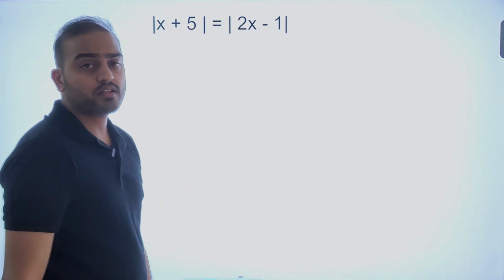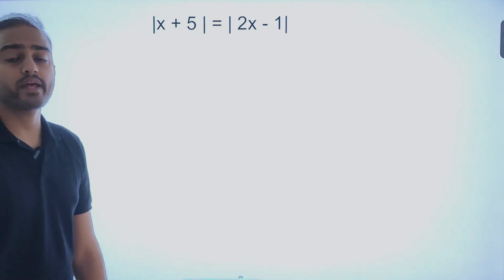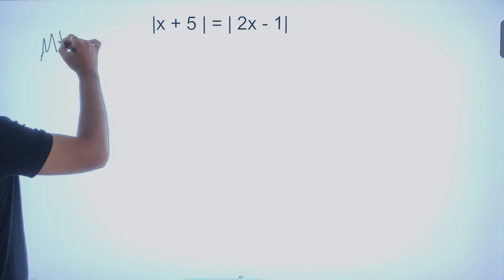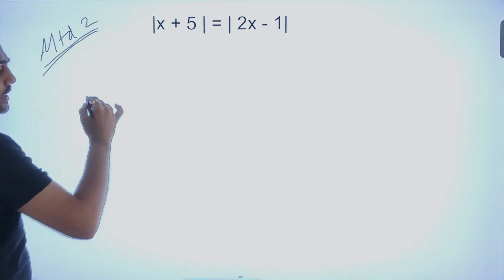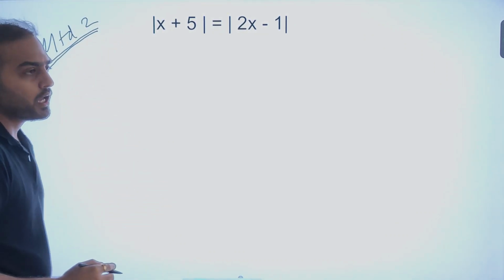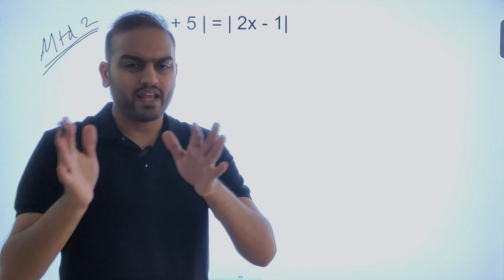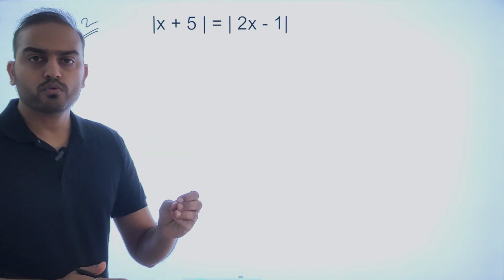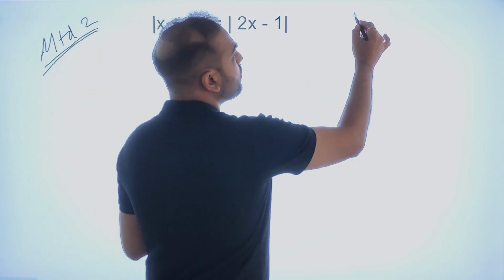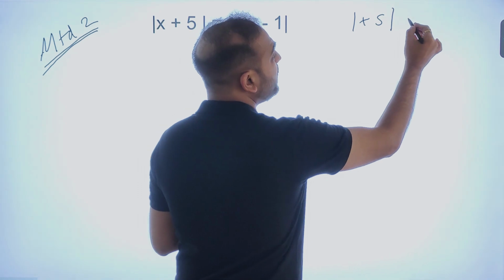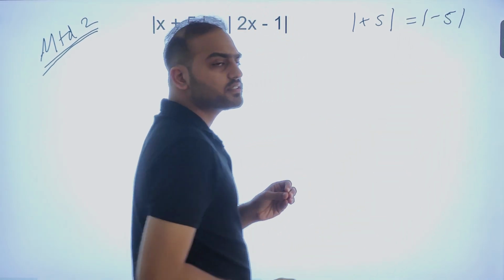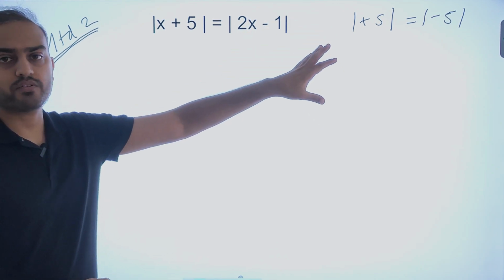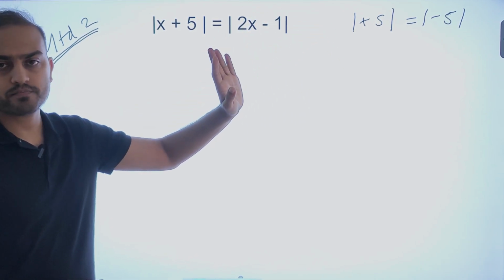So the question comes: if I avoid method number 1, then what do I do? Let's look at our method number 2. This again comes from logic. Let's take a step back and think again. What does absolute value do? For plus 5 and for minus 5, it gives us the same answer.